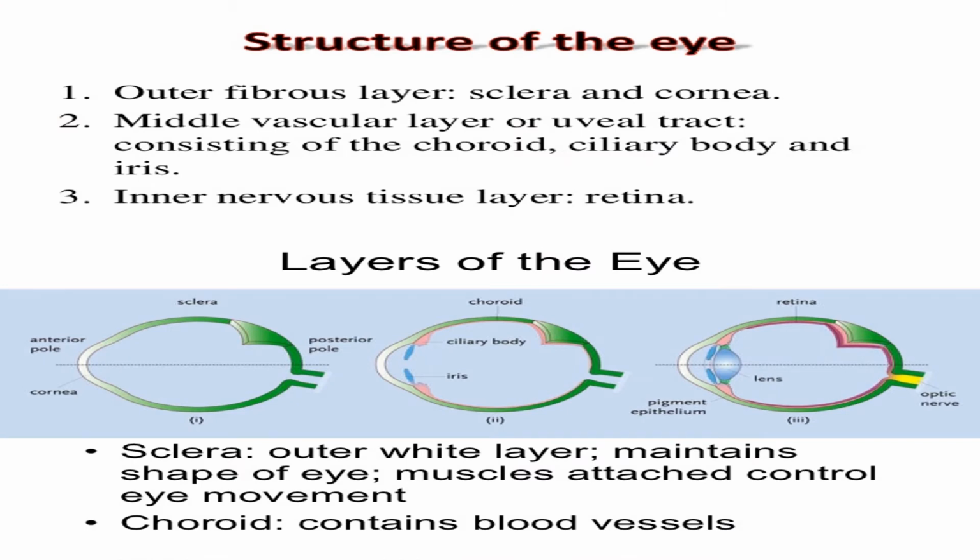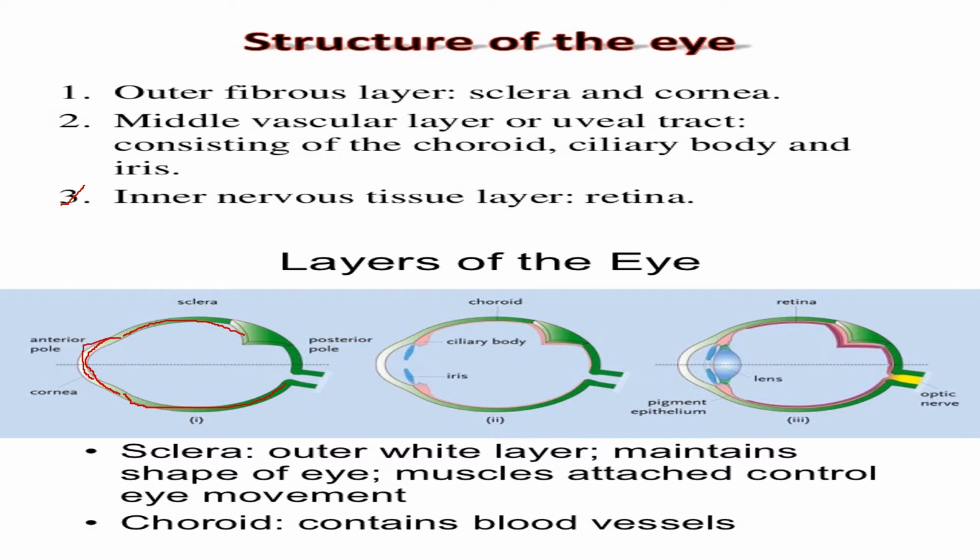Coming to the structure of the eye, the eye consists of the outer fibrous layer, the middle vascular layer, as well as the inner nervous tissue or retina. So when we see the diagram here, this is the first structure, the outermost layer of the eye. This forms the outer fibrous layer. The posterior part is called the sclera, whereas the anterior part of the fibrous layer is called the cornea.